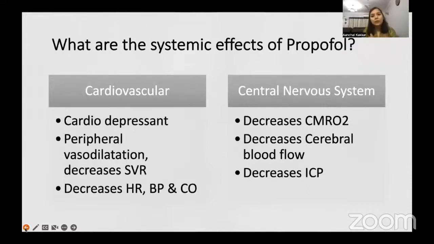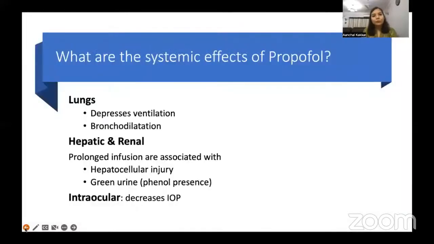In the central nervous system also, it decreases the cerebral metabolic rate for oxygen. It decreases the cerebral blood flow. It decreases the intracranial pressure. In the lungs, it depresses ventilation, so there are high chances of the patient being apneic after giving a propofol bolus, and also it has a bronchodilatory property.